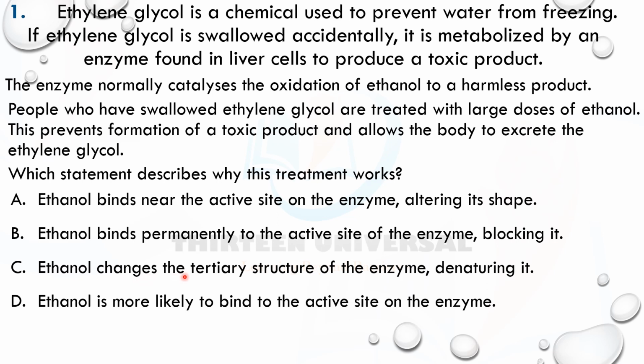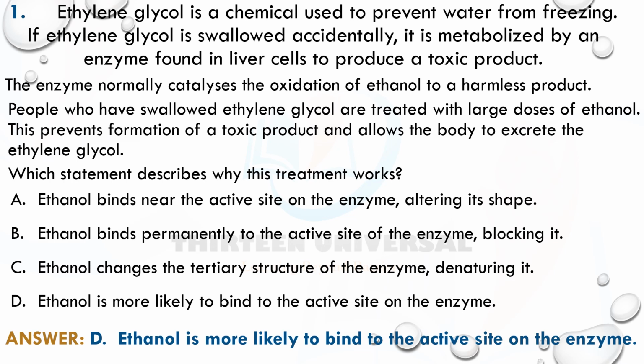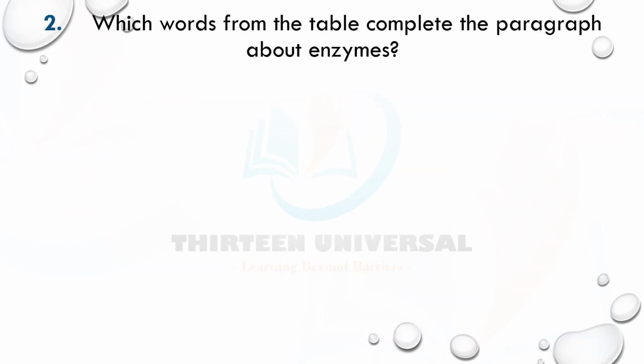C says ethanol changes the tertiary structure of the enzyme. It does not change it. It doesn't denature it or alter it. It's just a normal substrate that is converted to a product. There's no clue to that. But look, ethanol is more likely to bind to the active site of the enzyme. What do you think is the answer? I think it is D. Right, are you here? Let's go on.